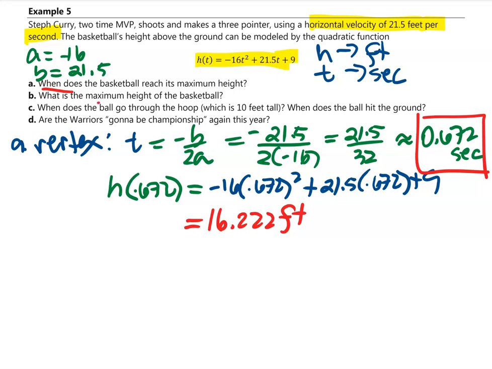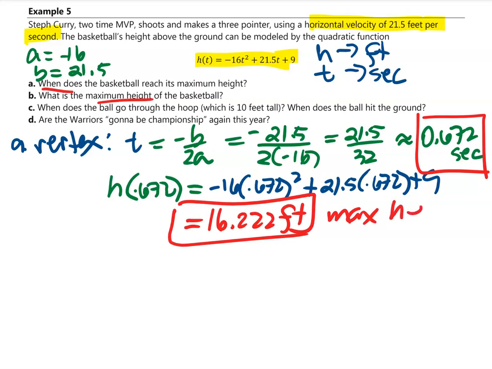And letter B, what is the maximum height of the ball? That is the h of t, which is 16.222 feet. So this is the max height. Okay, so this is also your letter B.